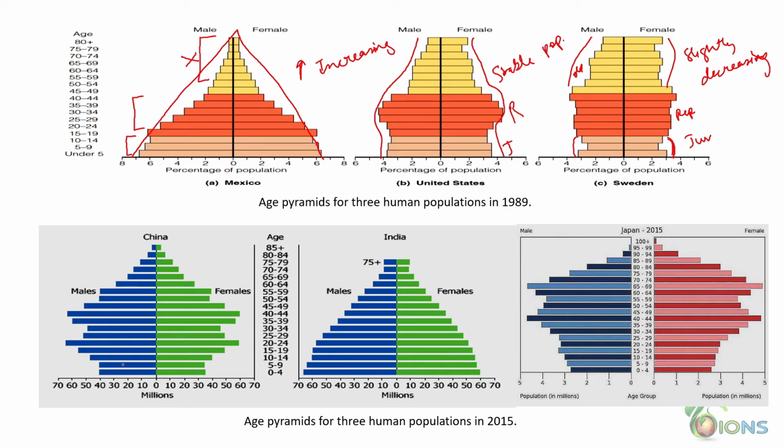Okay, in 2015, after the one child policy in China, there has been a steep decrease in the number of young individuals or juveniles. So the number of reproductive individuals is more.